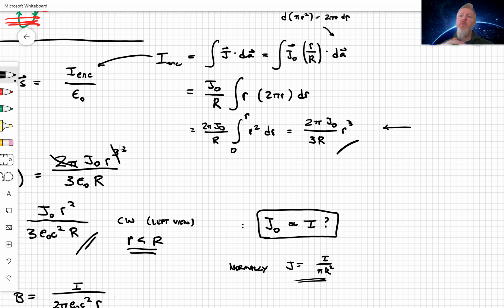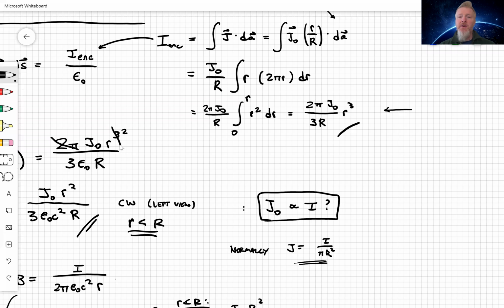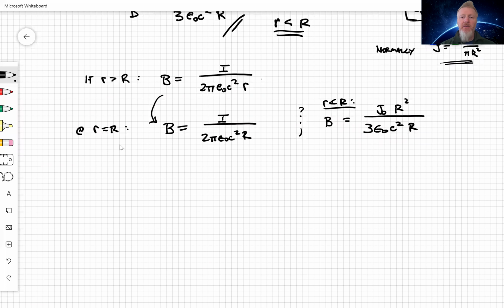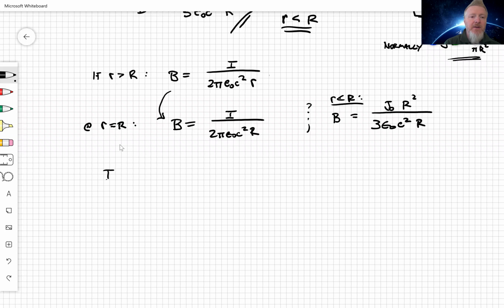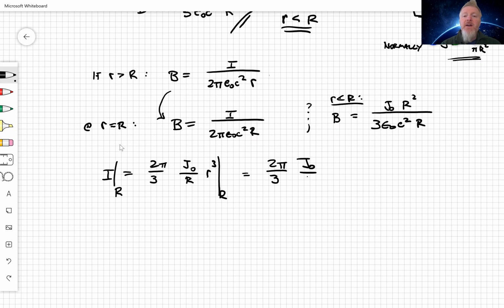So when I look at that and I say, what is it at capital R? That's like knowing the total current, all right? So that's 2 pi over 3, J naught over R. Okay, so let me just write that down here. I is 2 pi over 3, and it was J naught over capital R times little r to the third. Now, if I want to evaluate this at capital R, in other words, I want the total current, right? I'm going to take this thing here, and I'm going to say, all right, J naught divided by R times big R to the third, and that goes away, and that goes away. So it looks like this.